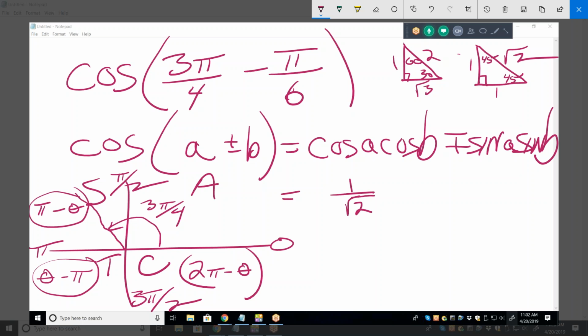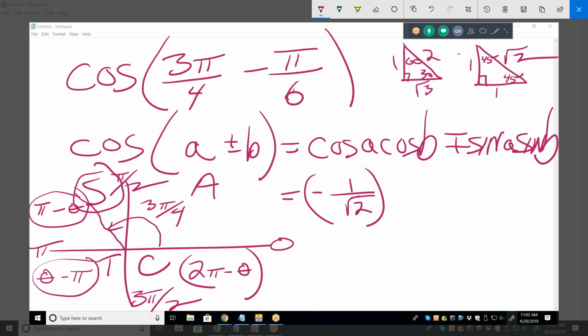So which quadrant are we in? We're in the second. What's cosine in the second? Plus or minus? Plus. Only sine is plus in the second. That means everything else is minus. Yeah, minus. So there's a minus sign in front of that one right there.